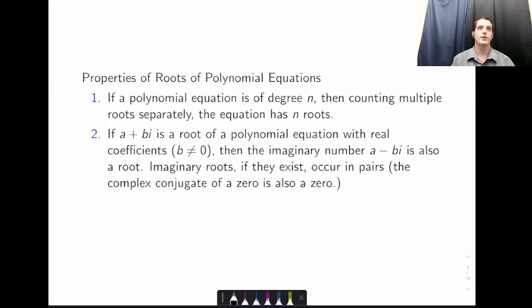Okay, so we have these complex numbers. They come in conjugate pairs. If we have one complex root, its conjugate is also a root. Just throwing that out there.